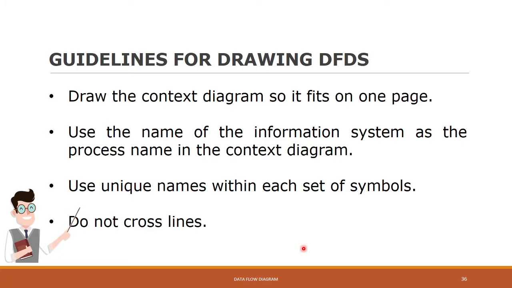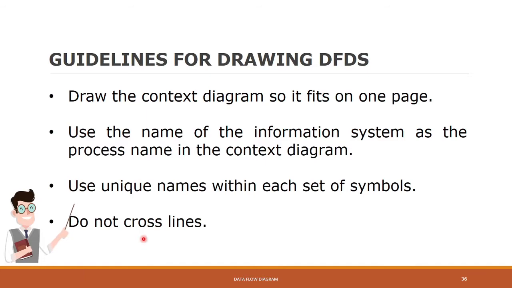And let's move to the next topic, the guidelines for drawing a data flow diagram. So first, draw the context diagram so it fits on one page. Second, use the name of the information system as the process name in the context diagram. Then use unique names within its set of symbols. Then next one, do not cross the lines.